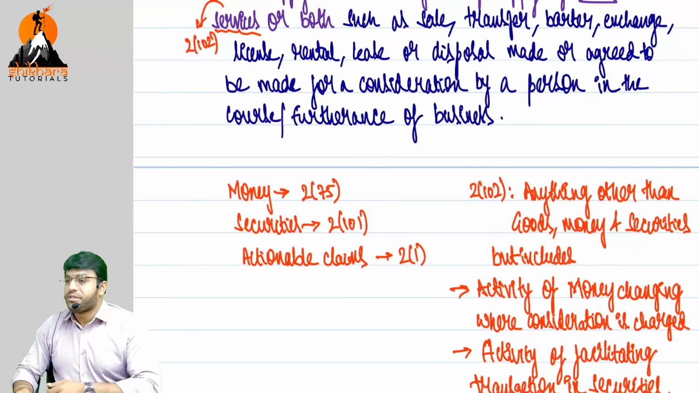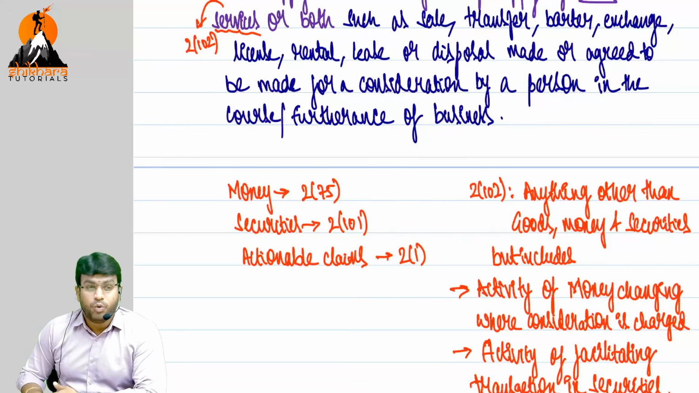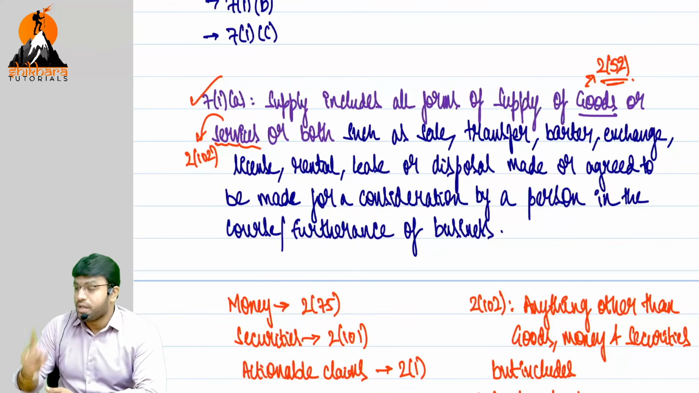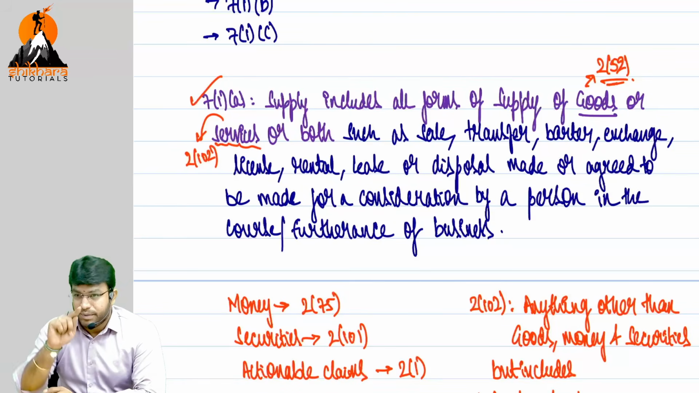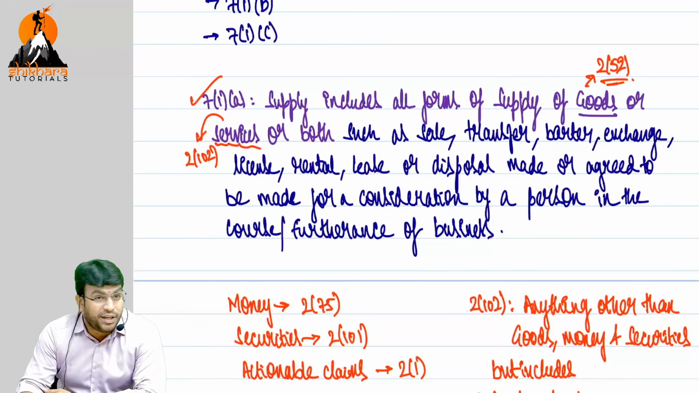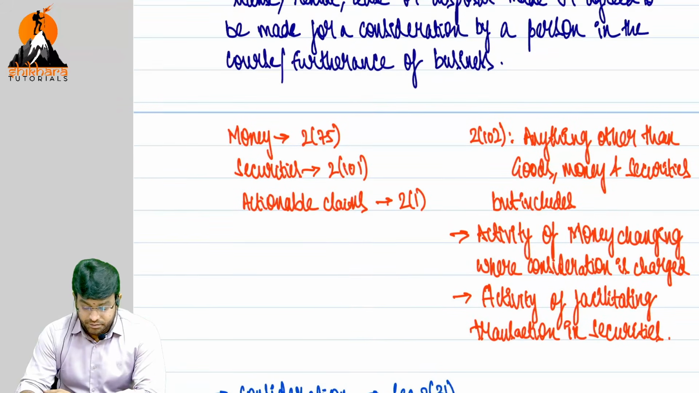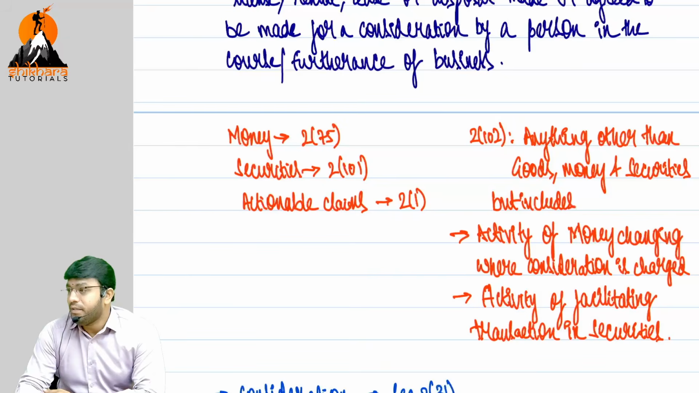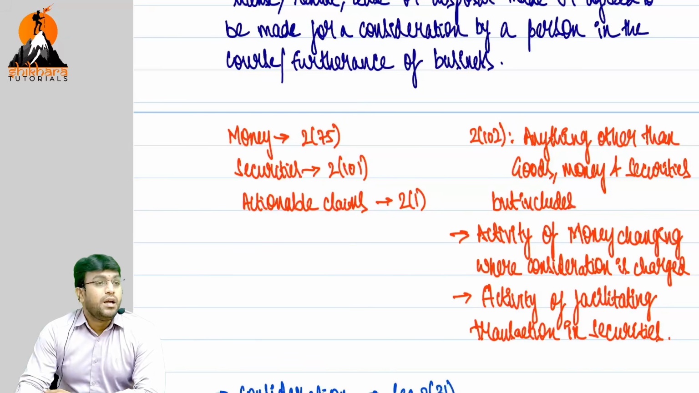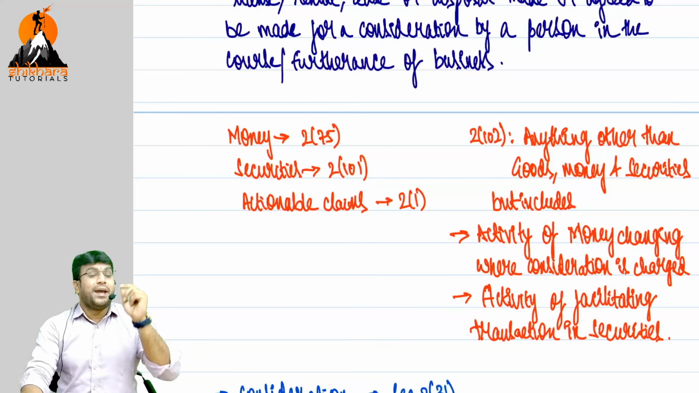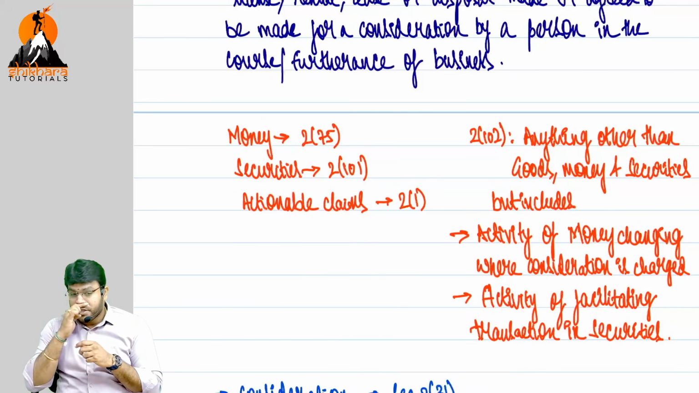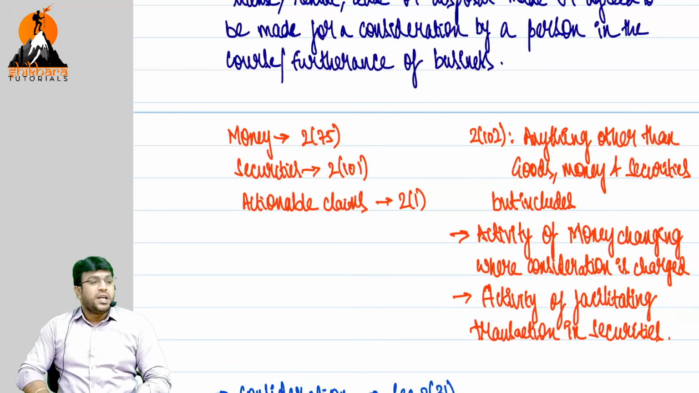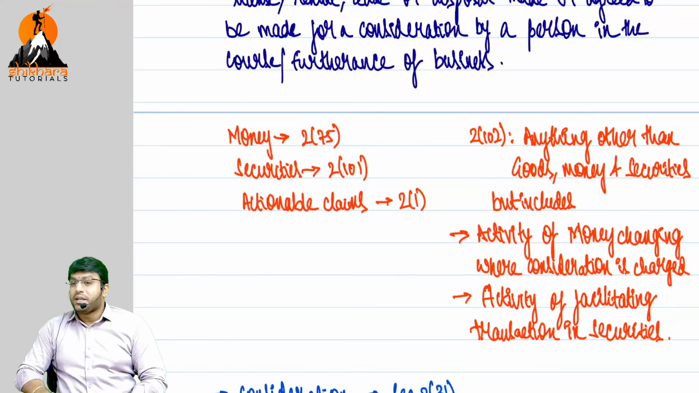But includes, number 1. Below, write the first point. Bullet point: it includes money changing activity where separate consideration is charged.